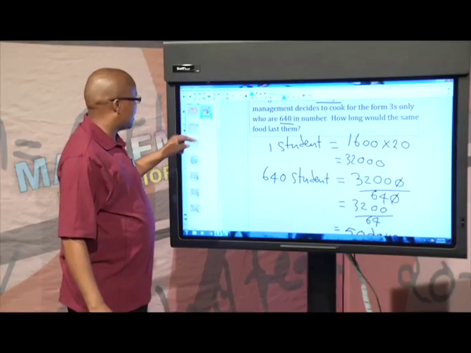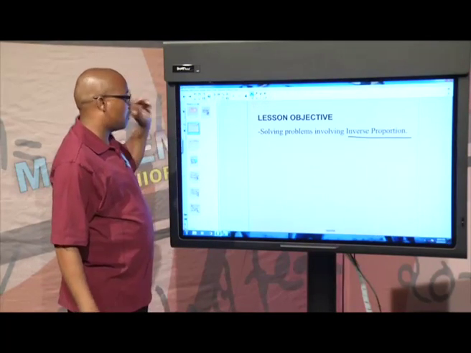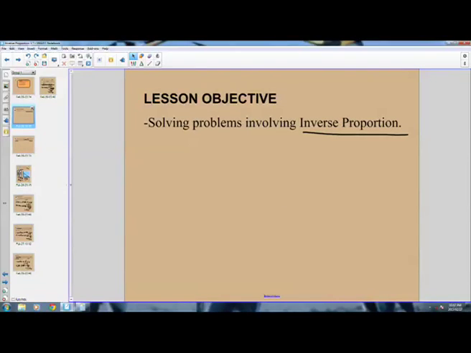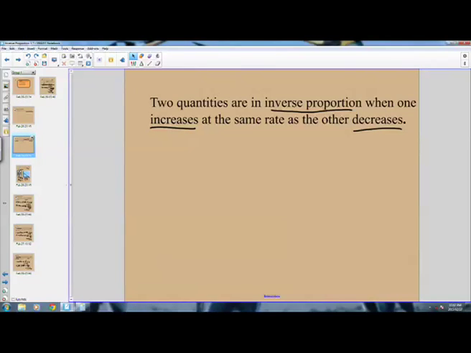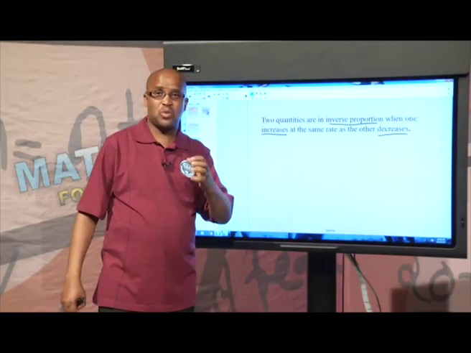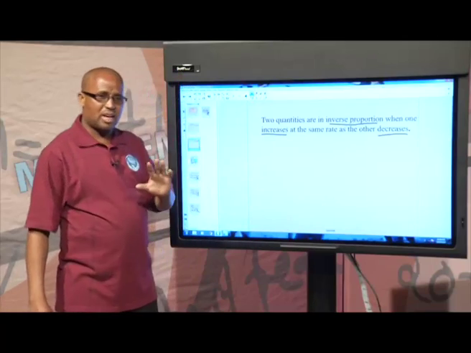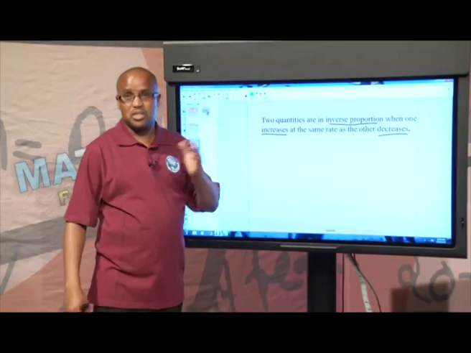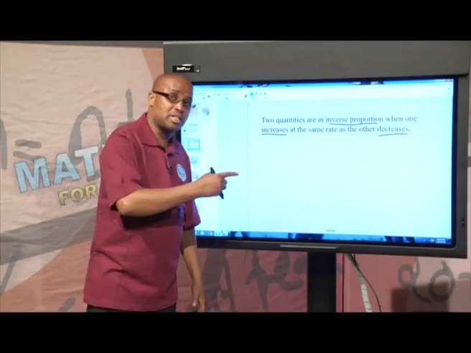Before we end our lesson, let us check on what we have covered so far. The lesson objective. We were dealing with the inverse proportion. And remember, we said two quantities are in inverse proportion when one increases, the other one decreases. That's what you should know. Note that as you increase one quantity, the other one should decrease. Before you can even start calculating, this is what you should have in mind. As you increase one, the other one should decrease. When you decrease one, the other one should increase. That is the inverse proportion.